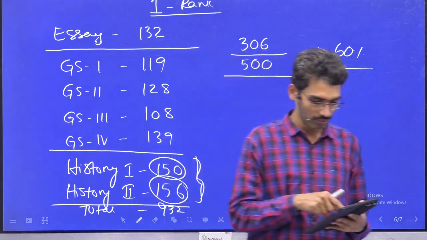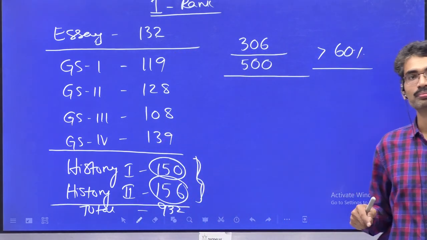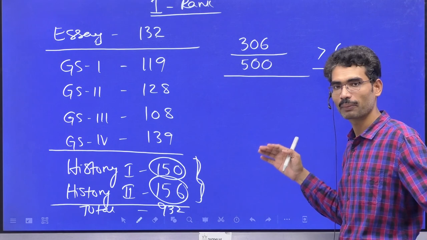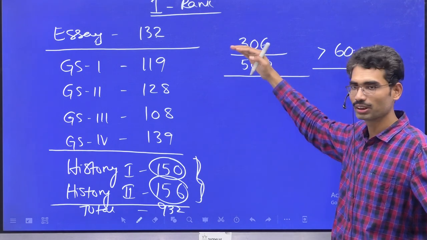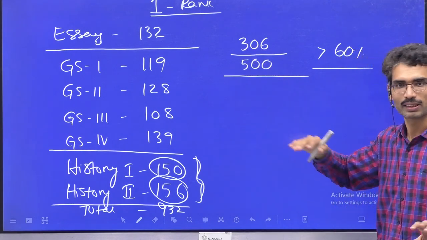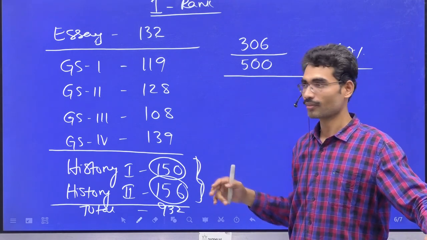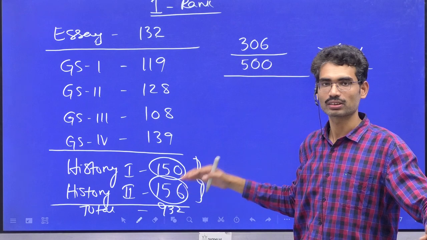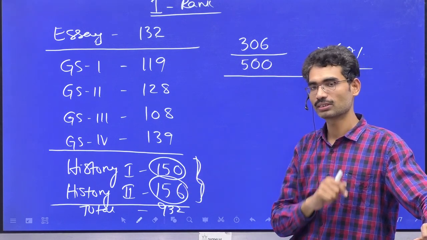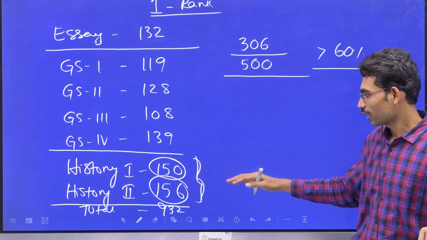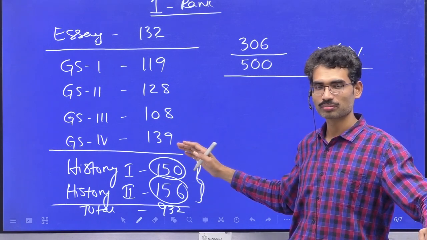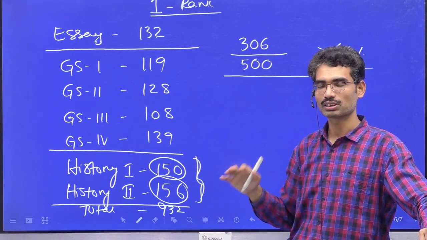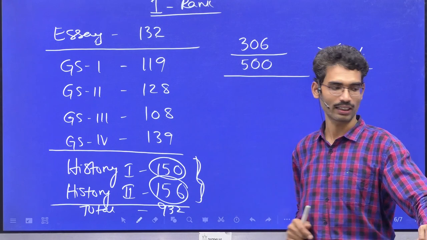So now you see, history optional 300 plus is very much possible. What we need to learn from this? 300 plus is very much possible. And comparing with all the other papers, you have to get a good score in optionals. And once you have 300 plus scores, then you will be very much safe when it comes to the final ranking.